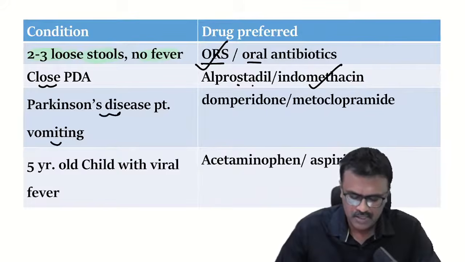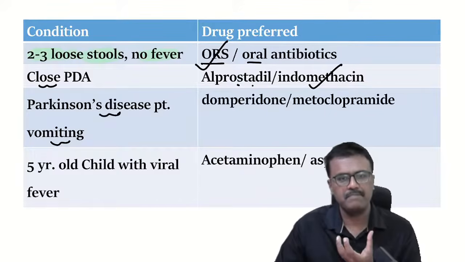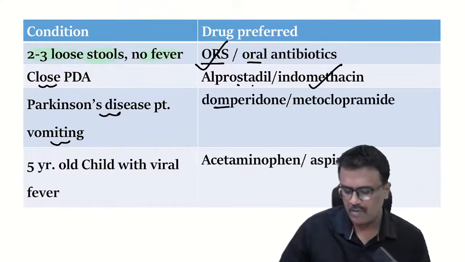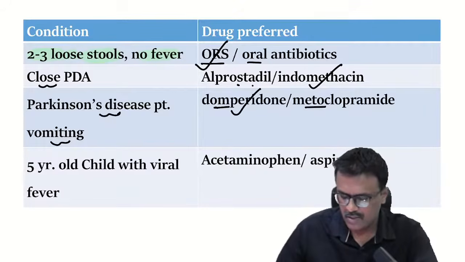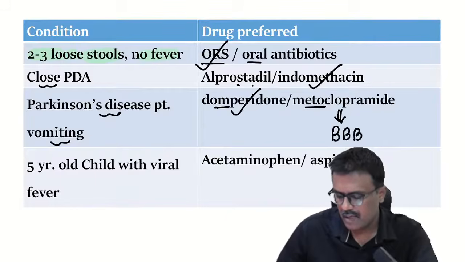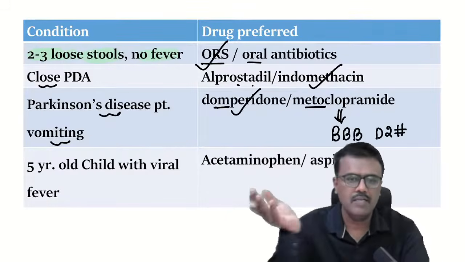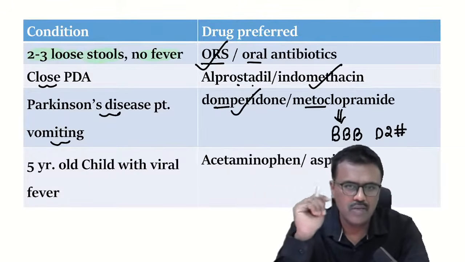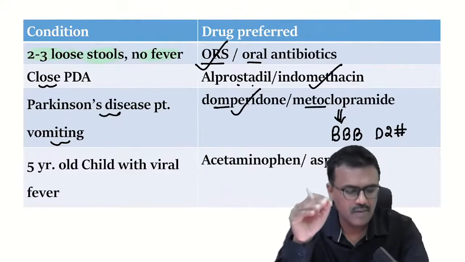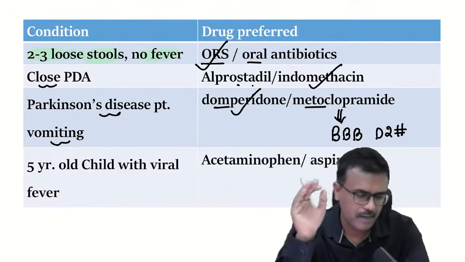Parkinson disease patient starts having vomiting. Will you give domperidone or will you give metoclopramide? I will give domperidone because metoclopramide crosses the blood-brain barrier and it blocks D2. What is the problem? Already a Parkinson disease patient. If you block dopamine in the brain, the symptoms worsen. So what should I give? Domperidone because it doesn't cross the blood-brain barrier. That's why.